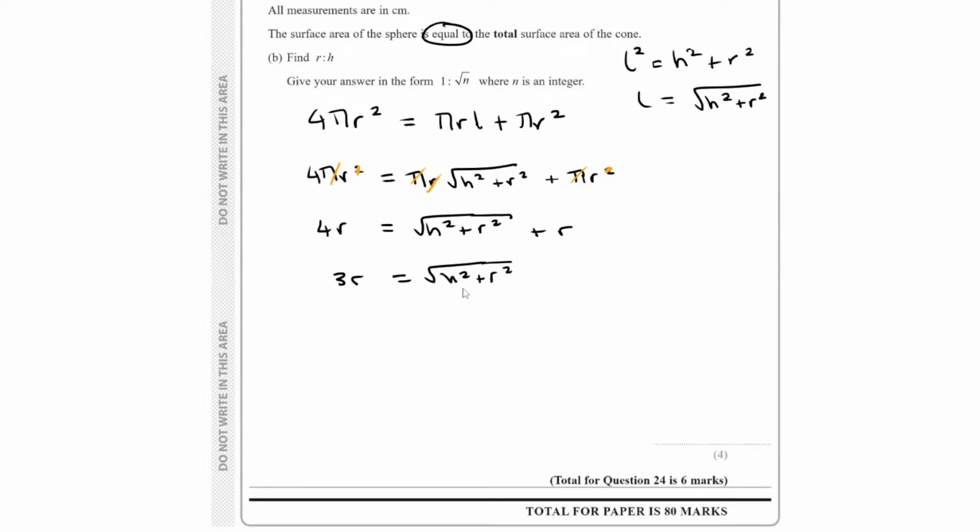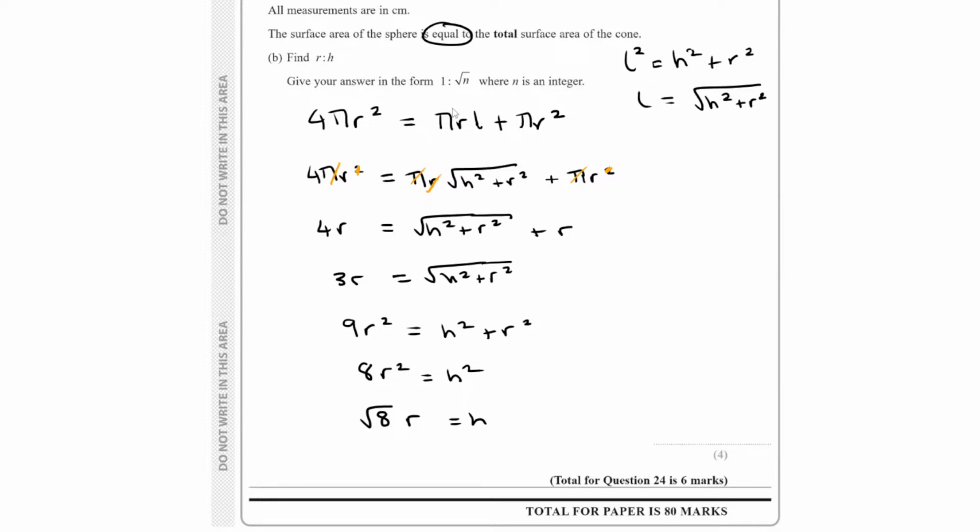Now I'm going to square it, because obviously I want to open this up. So that's 9R squared, square both sides, H squared plus R squared. And again I want to get all the R's together, all the H's together. So I took away an R squared. So that's 8R squared is H squared. And then I had to square root again. So I got root 8R is equal to H.